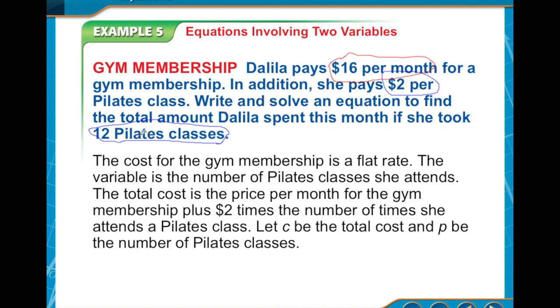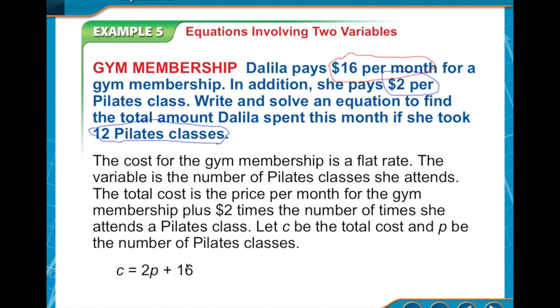Why 2 times? Because each class costs $2, right? 1 class would be $2. 2 classes would be $4. 12 classes would be 12 times 2, which is $24. So if we wanted to write an equation, we could do that. C is the total cost. That's equal to 2 times P, the variable for the number of Pilates classes she takes, plus the flat rate for the gym membership, 16. So right here where it says write an equation, this is our equation. We wrote the equation.